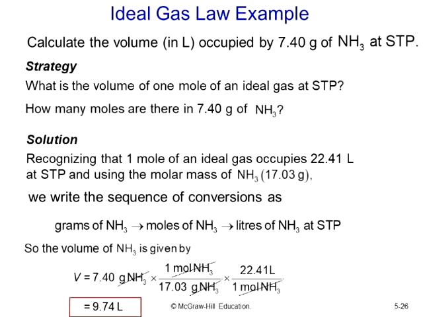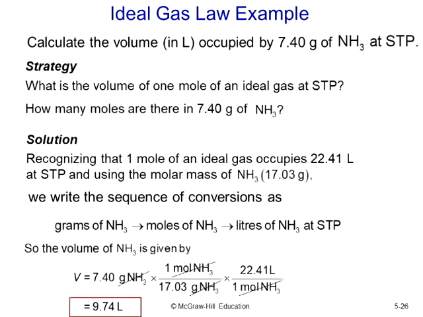Let's work another problem. Let's do another example. Calculate the volume in liters occupied by 7.4 grams of ammonia at STP. Right away, as soon as I see STP, I know that's 0 degrees C or 273 K. That's my standard temperature. I know my standard pressure is 1 atm or 760 millimeters of mercury or 760 torr.